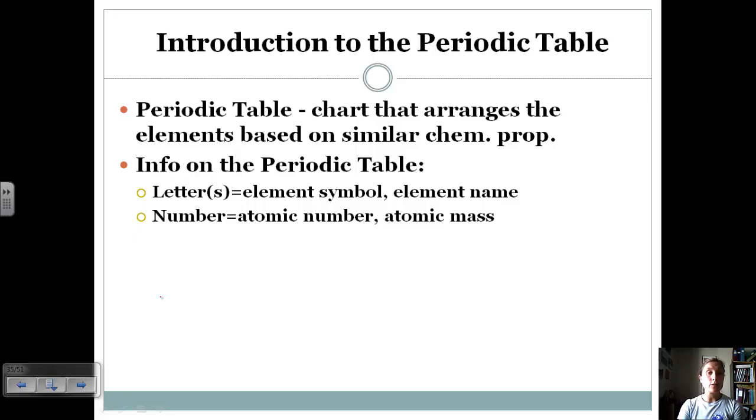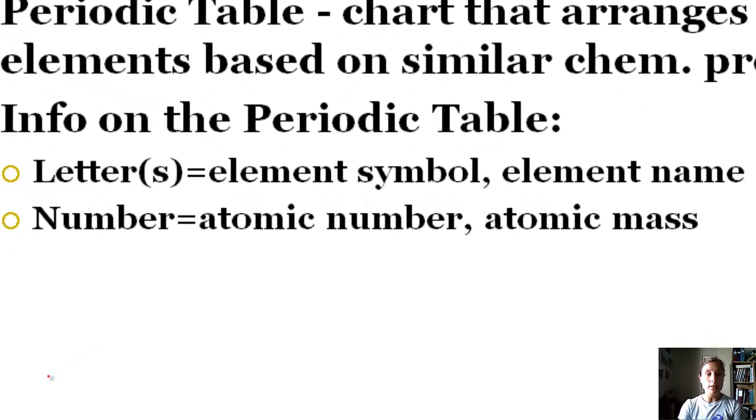First, there are some letters. Usually you will have the element symbol, which we talked about is either one or two letters. The first one is always capital. And sometimes on the periodic table, they'll also give you the element name.